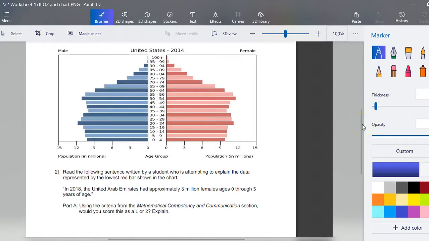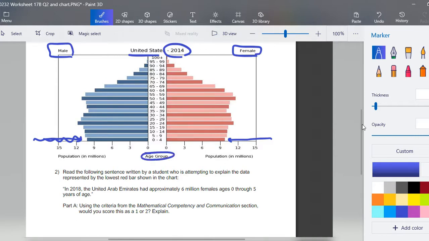Beginning with, it says, read the following sentence written by a student who is attempting to explain the data represented by the lowest bar, which would be that one or that one. The lowest red bar, so that's not this one. It's the one over here shown in the chart. And so before we read what they're talking about, let's notice what's going on in our chart. This is the United States. It's the year 2014. Female are on one side, male are on the other. And then you have these bars.